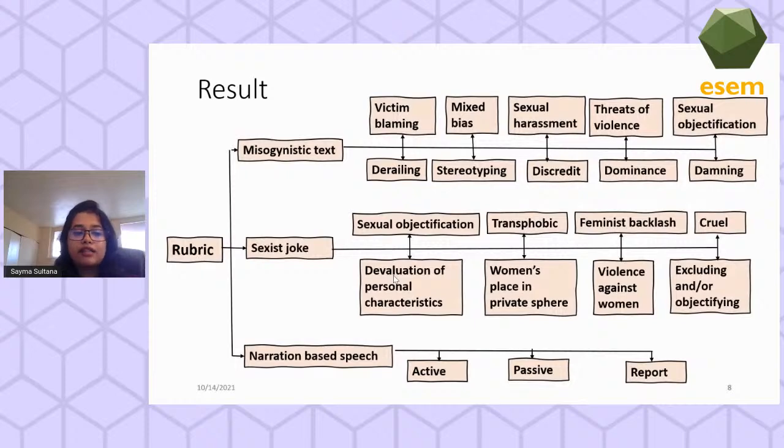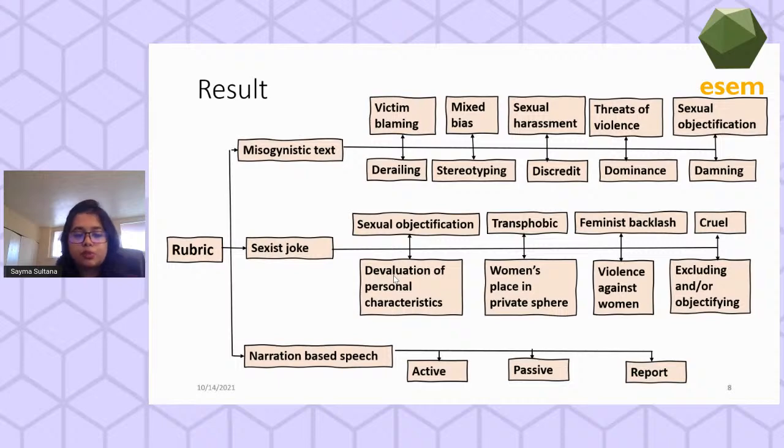So here goes our final result. We have developed three different rubrics for identifying misogynistic text, sexist jokes, and speech based on narration. Misogynistic texts are found to be of a total of 10 types. They can be derailing, stereotyping, discredit, dominance, and so on. Sexist jokes can be of a total of 8 types. They can express humor about women's personal characteristics, women's place in the private sphere, violence against women, etc.